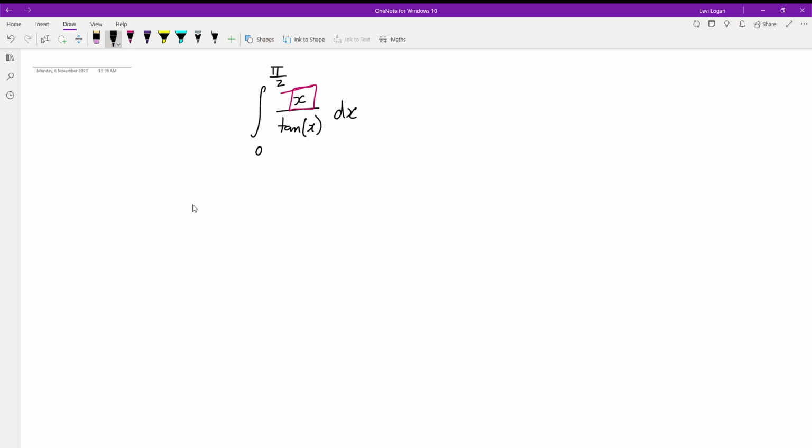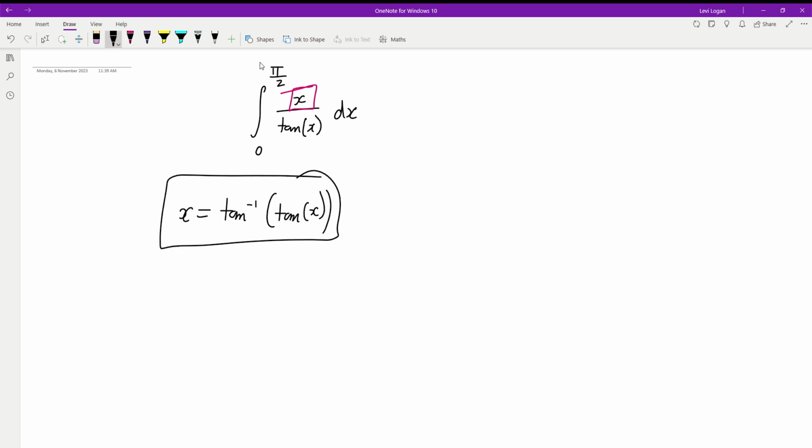Before we parameterize anything, we're just going to change how x looks. x is actually the same as tan inverse of tan x, is it not? Because if you apply tan inverse to tan x, it just becomes x. So this is a valid substitution you can make right at the start, before you add in any parameter of any kind.